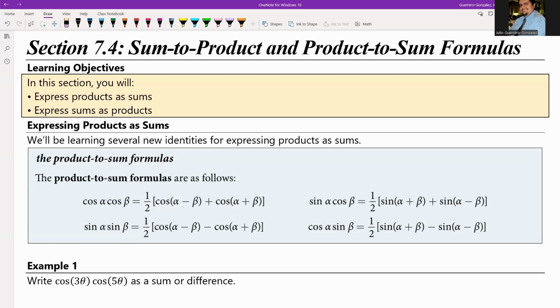The ones for this section are sum to product and product to sum. So grabbing some product of sines and cosines and then turning them into sums, or the other way around. If you have products of sines and cosines, turning them into sums, and if you have the sums of sines and cosines, turning them into products. These sometimes get used here and there. Whenever you need to grab a sum and turn it into a product, or the other way around, it's nice to know these, okay?